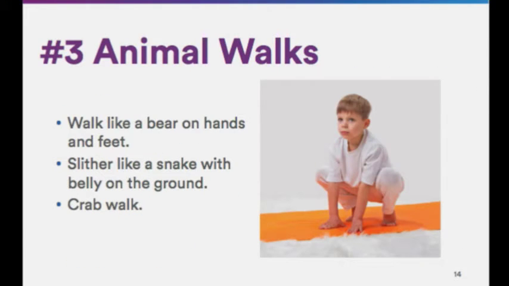The next group of exercises are called animal walks. So maybe kids pretend to walk like a bear on their hands and feet, or they lie on their belly on the ground and slither like a snake from one place to another. They can crab walk by sitting down and then putting their feet on the ground, their arms on the ground, and walking forward. Usually with animal walks, I'll suggest parents set up two areas and walk a distance of maybe 10 feet in between, so they're moving and walking from point A to point B.